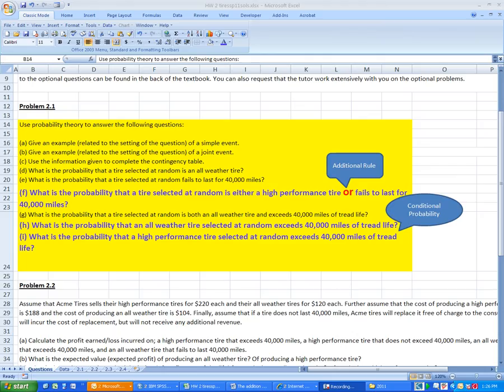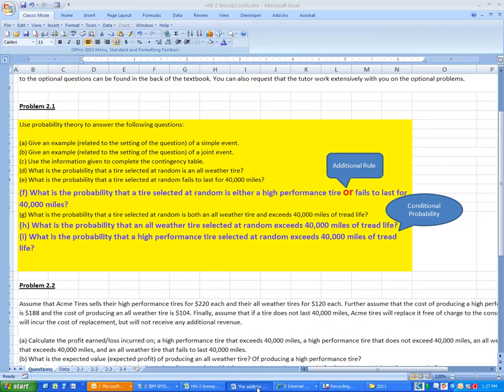So in problem 2.1f, it's asking for the probability that a tire selected at random is either high performance or fails to last 40,000 miles. The big thing with that question is that word "or". That is telling you that you have two independent events here. They are not joined. So your brain is supposed to clue on the fact that this may be where you would employ the addition rule.